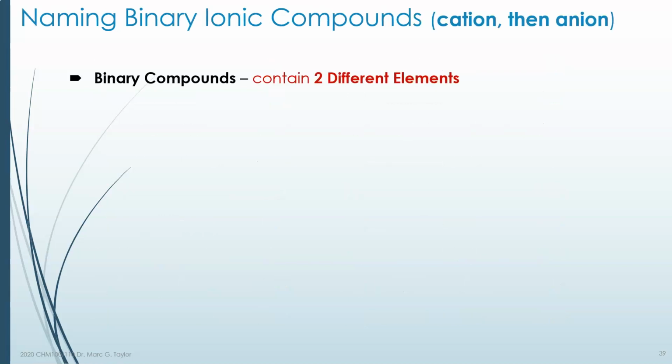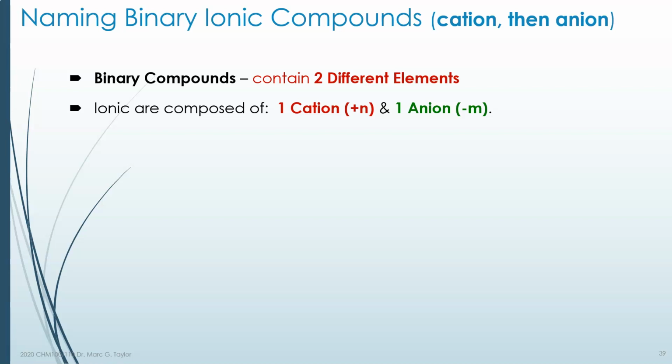Naming binary ionic compounds is actually going to be pretty easy at this point. So a binary compound is a compound that only contains 2 different kinds of elements. It doesn't mean 2 atoms. It means a certain number of one element and a certain number of another element, just 2 kinds of elements. And ionic compounds will always be made of a cation that will have its charge and an anion that will have its charge that will be negative.